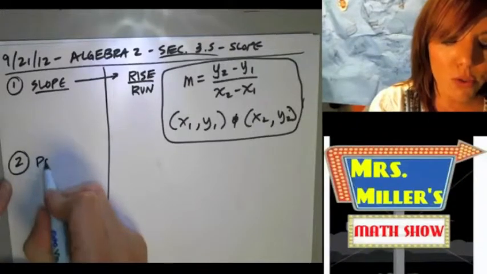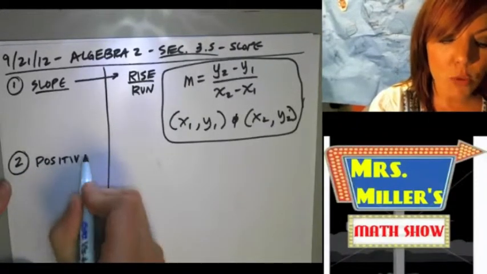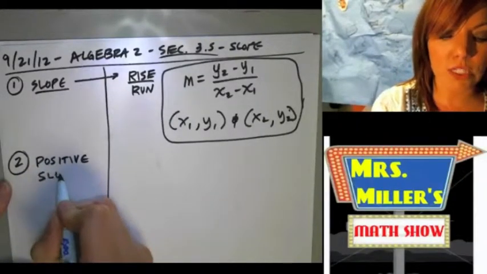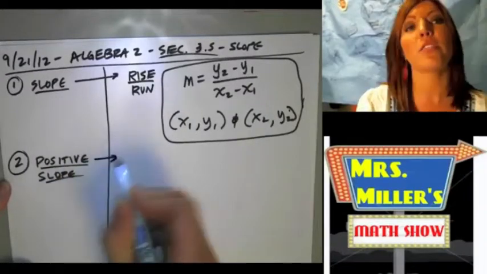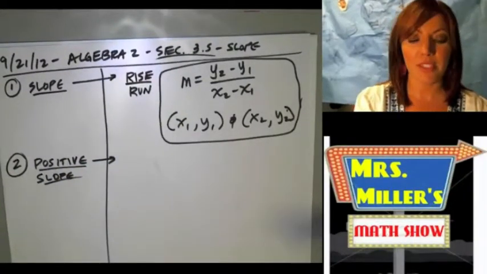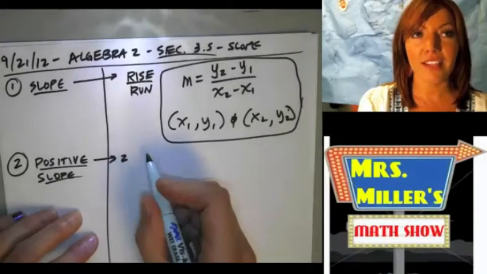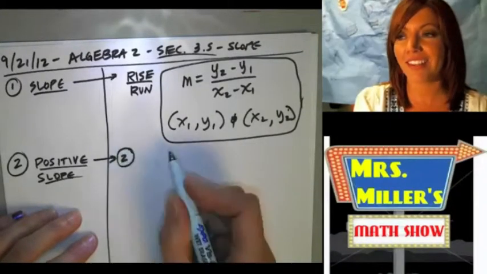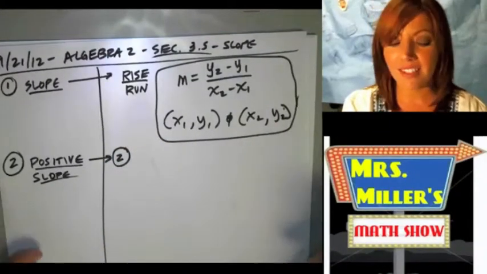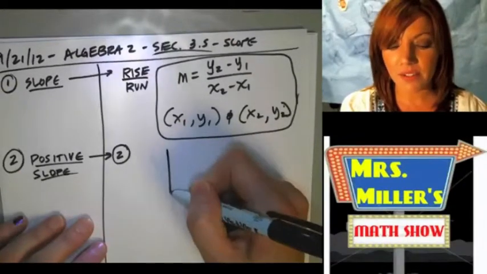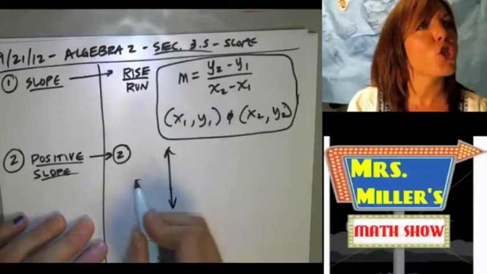We are going to go through and look at what types of slopes exist. So we're going to start with a positive slope. It's always good to be positive first, right? Yes. Did I hear that right? Yeah. Okay, here we go.